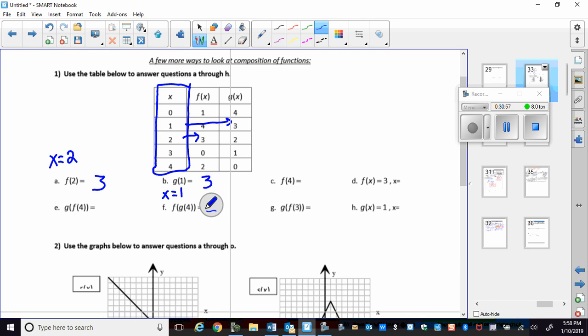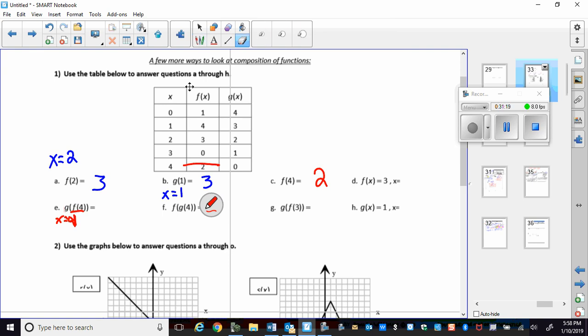For f of 4, it equals 2. Now I'm going to find f of 4 first. So when x equals 4, what is f? And then x equals 4. I want to write this out so you know what I'm talking about. So first we're going to find f of 4. So f of 4. This is when x equals 4, right? When x equals 4, f of 4 equals 2.